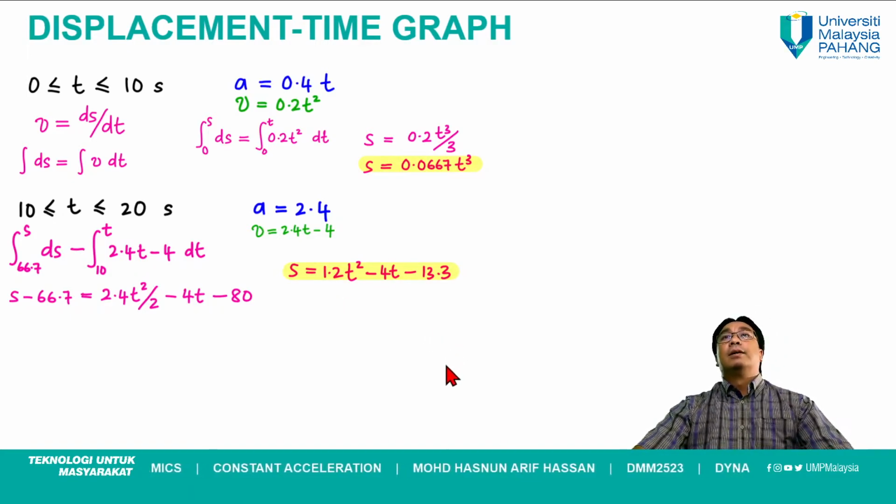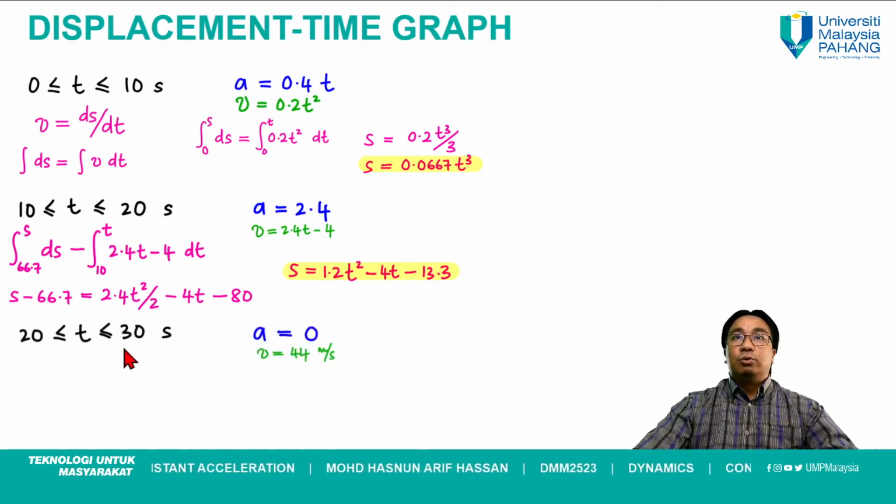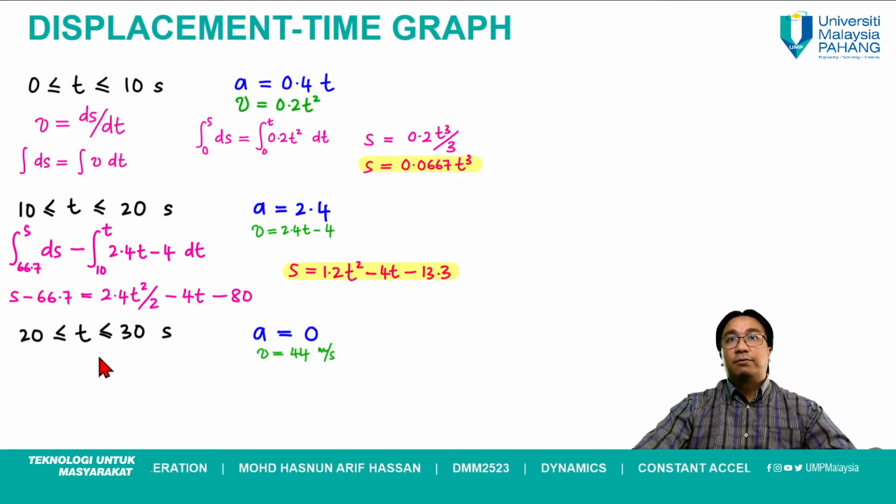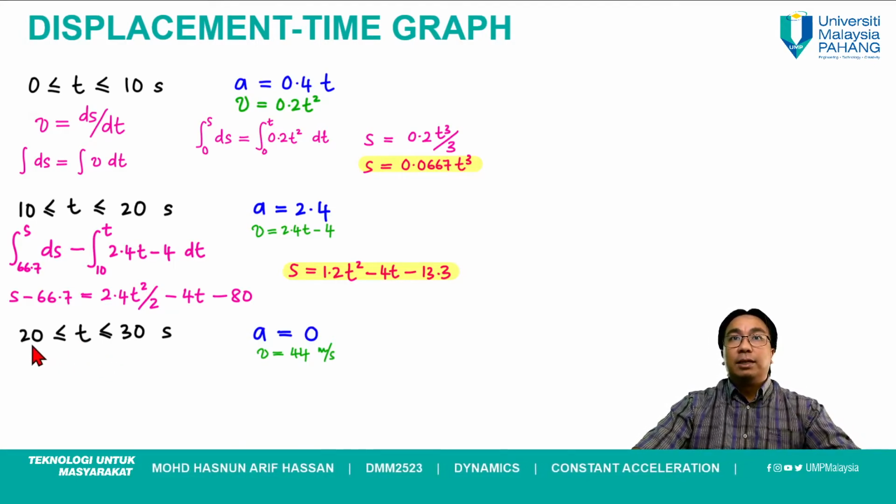Okay, now let's continue to the last phase, fasa yang terakhir. From T equals to 20 until T equals to 30, tadi kita ada A equals to 0, V equals to 44 meter per second.